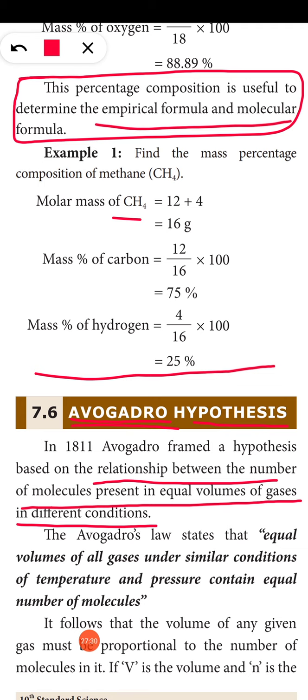So what does Avogadro's hypothesis do? It just relates the volume of the gas and also the number of particles present in the gas. So relating volume to the number of particles, atoms or molecules is Avogadro's hypothesis. Understood? Okay, we will see about Avogadro's hypothesis in our next class in detail. Okay, thank you.